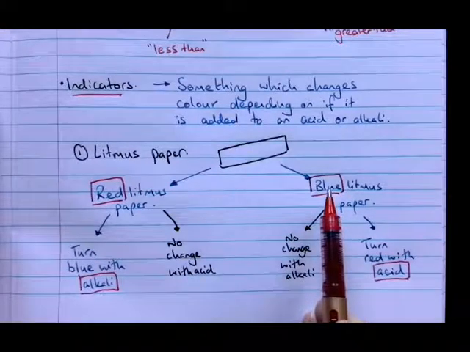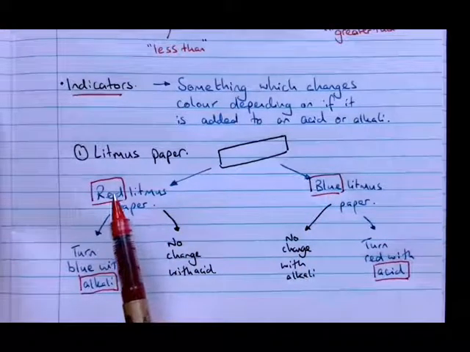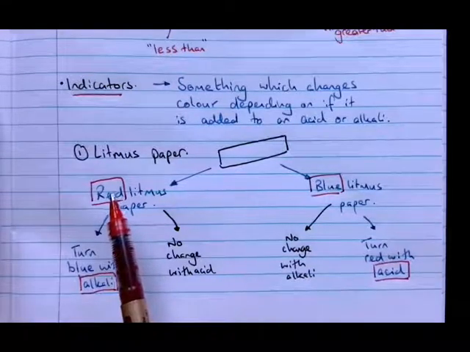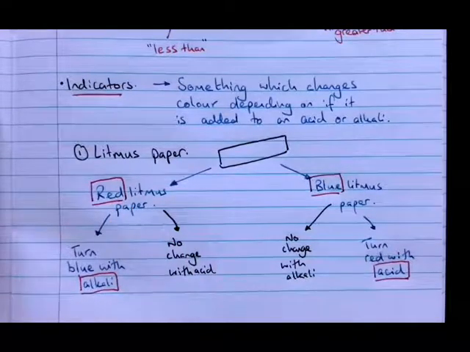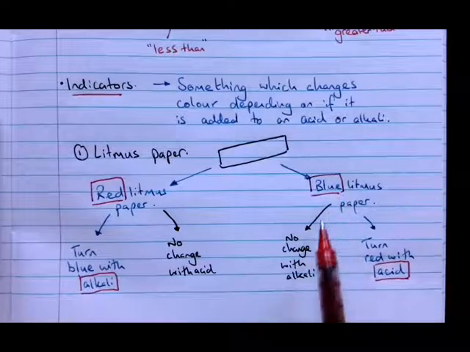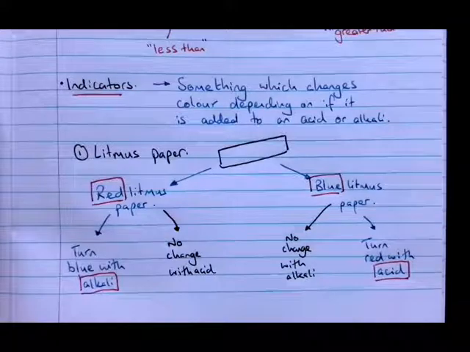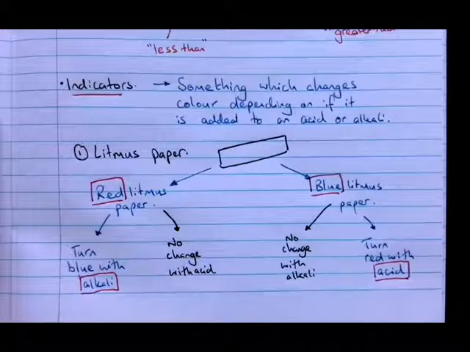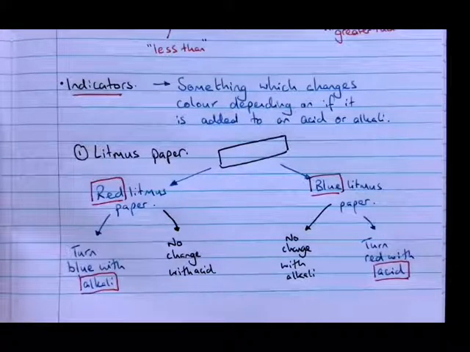Okay, or you could think about it, well, red litmus paper tests for alkali, so if it stays the same, then it's an acid. And blue litmus paper tests for acid, so if it stays the same, it must be an alkali. Okay, so you're going to want to pause the video here and make a note of that, and try and test yourself and see if you can remember what those different combinations of outcomes are. All right, you might want to make a flashcard about it.